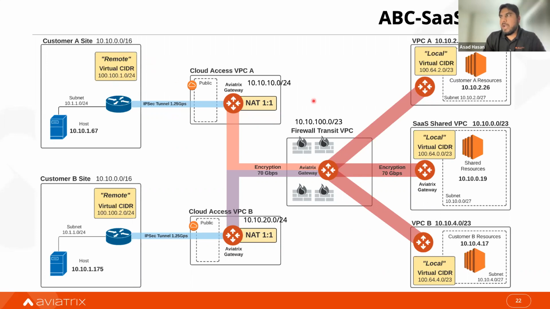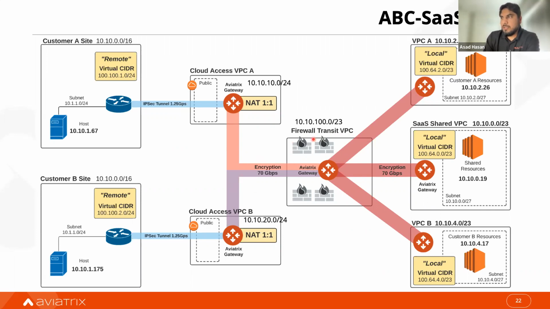Since the environments overlap, we have to do NATing. We are doing one-to-one NATing. We assign some remote virtual CIDRs and local virtual CIDRs so that when this IP accesses this environment, it will be translated to some virtual IP.